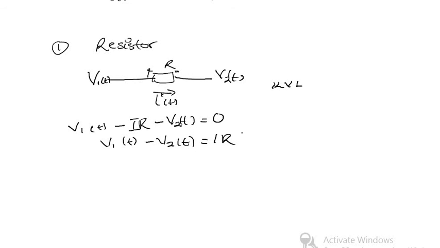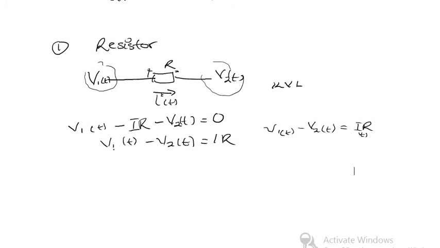So normally, from the circuit, we can say this voltage minus this voltage is equal to the voltage across the element in the circuit. Here we can say v1(t) minus v2(t) is equal to iR, that's i(t) times R.